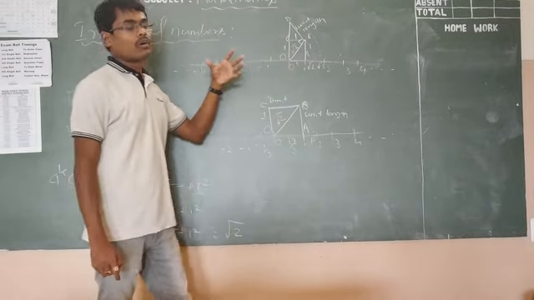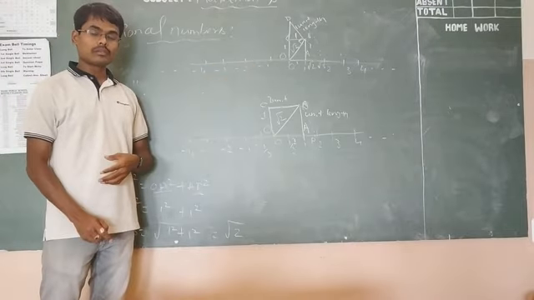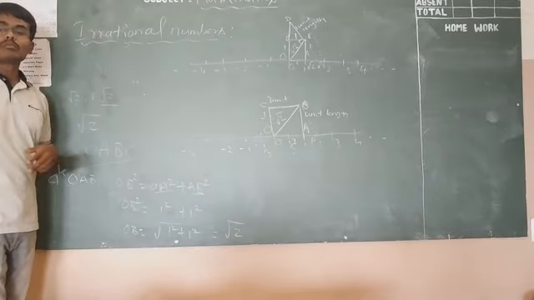This is how you are going to represent root 2, root 3 and so on, and these are related to your irrational numbers.